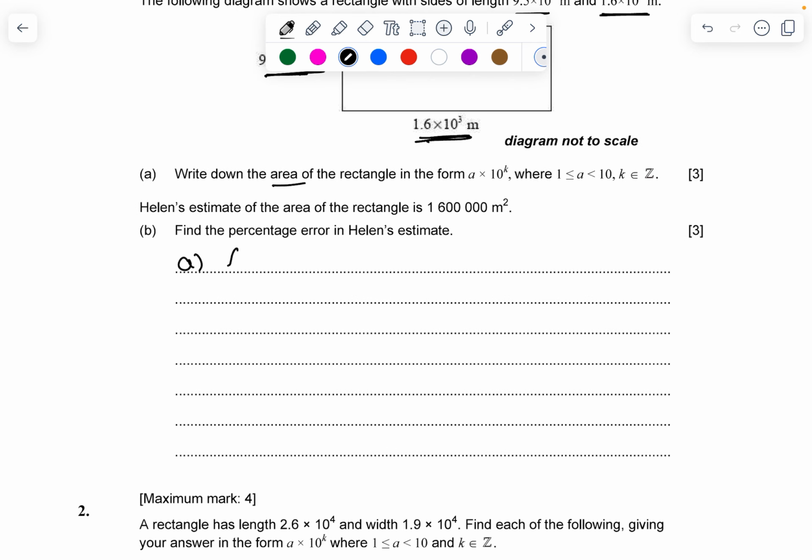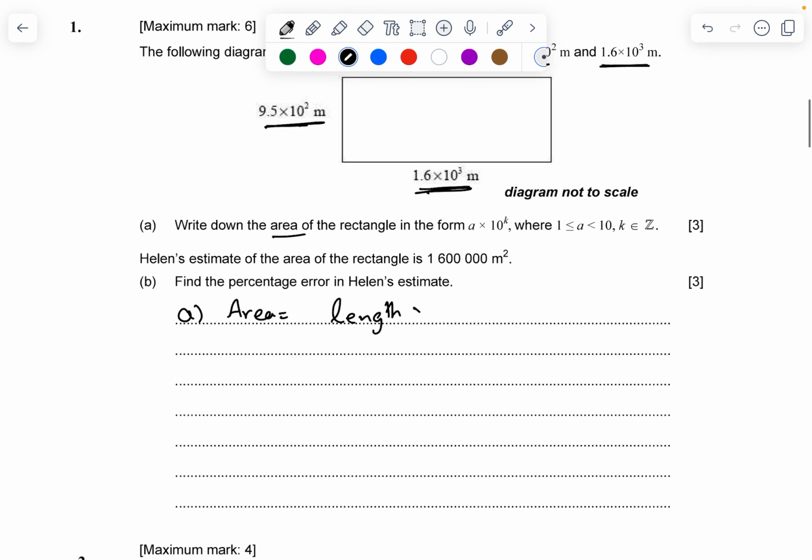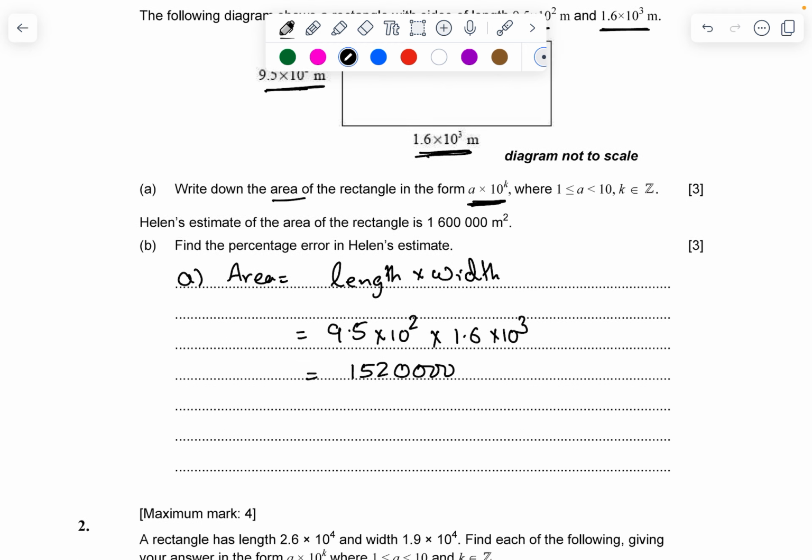So area of a rectangle is going to be length times width. So this is going to be nothing but how much? 9.5 times 10 to the power of 2 times 1.6 times 10 to the power of 3. Some calculators may give you the answer as 152 followed by 4 zeros. It may be giving you like this, but we want to write it out in standard form. If your calculator mode is already in standard form, it should be giving you standard form.